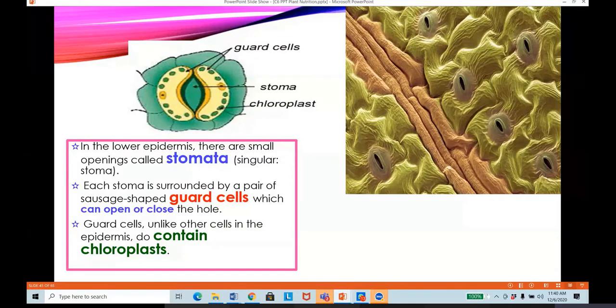And not present in the upper epidermis at all? They are surrounded by guard cells which open and close. Yes, very good. Excellent. And guard cells contain chloroplasts. Yes, very good. They contain chloroplasts, so they are green in color and they can photosynthesize. And yes, the guard cells help the stomata open and close according to the function they are carrying out, whether it is day or night.